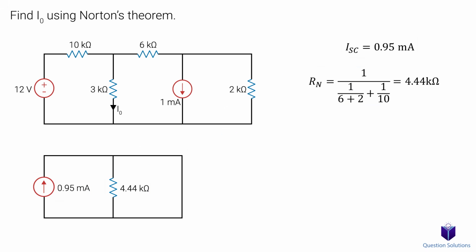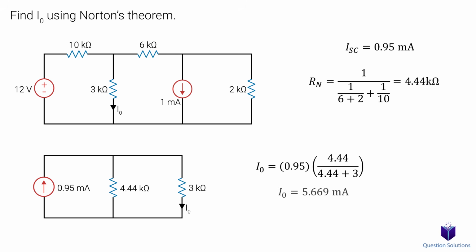So we have the current source facing up, parallel to our equivalent resistance, and right here we can place our load. Using current division, we can figure out I0. Remember, in current division, we have the resistor that we don't want values for on the top, and the sum of both resistors on the bottom, and we multiply it all by the current source value. And that's our answer.